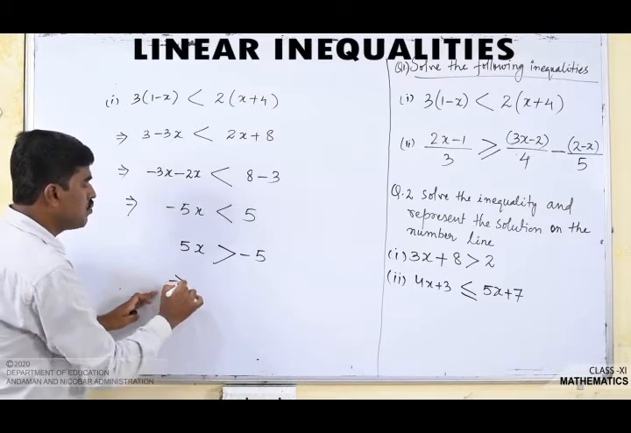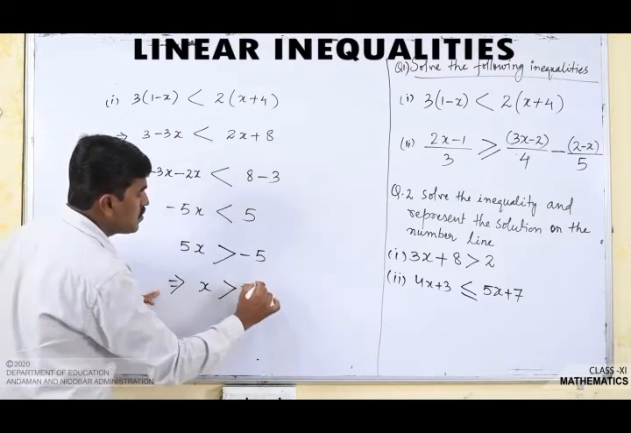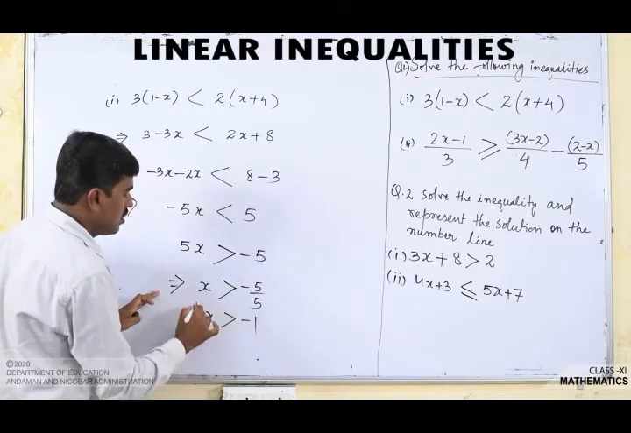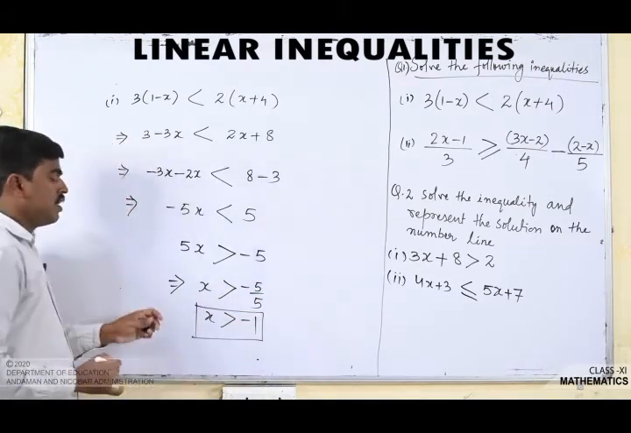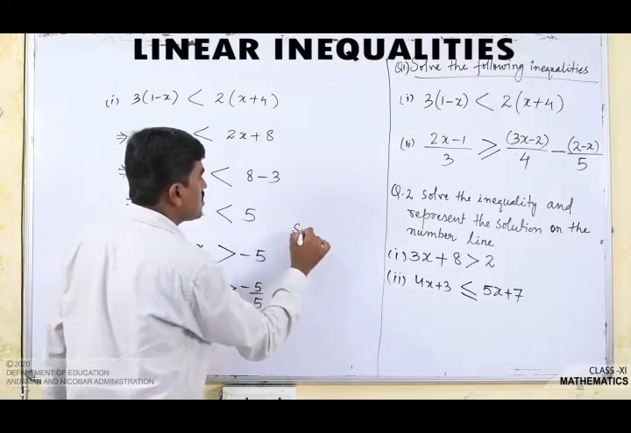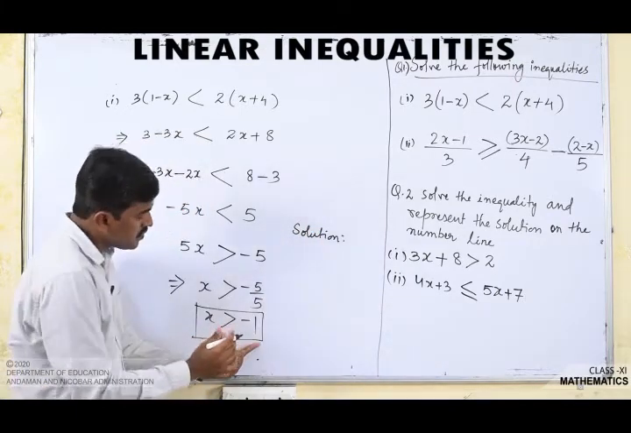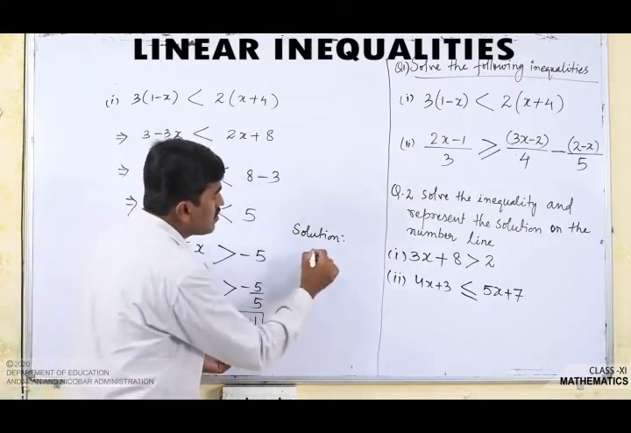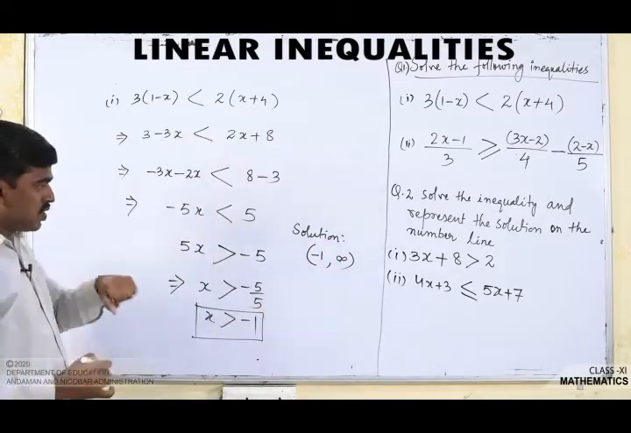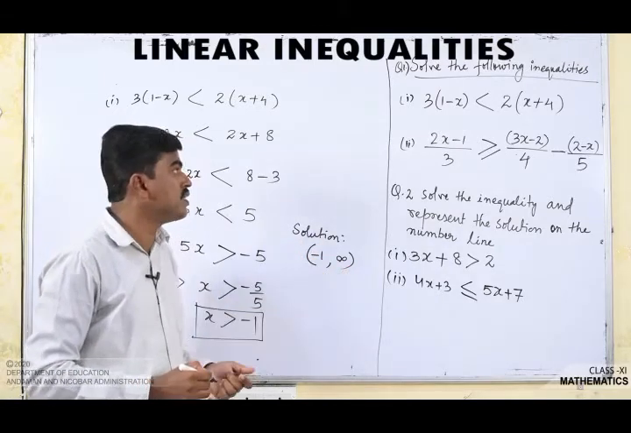So that implies x is greater than, dividing by 5, minus 5 divided by 5, that is x is greater than minus 1. So here the solution is x greater than minus 1. In the form of a solution set, x greater than minus 1 means the open interval minus 1 comma infinity. The solution is the open interval minus 1 comma infinity.